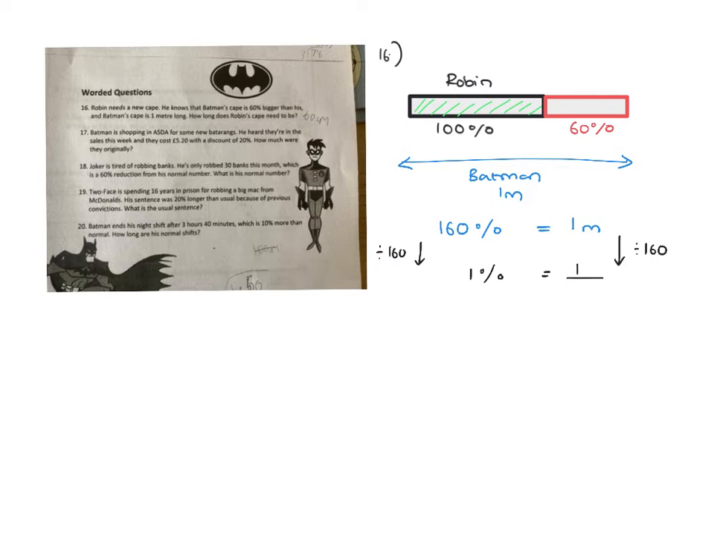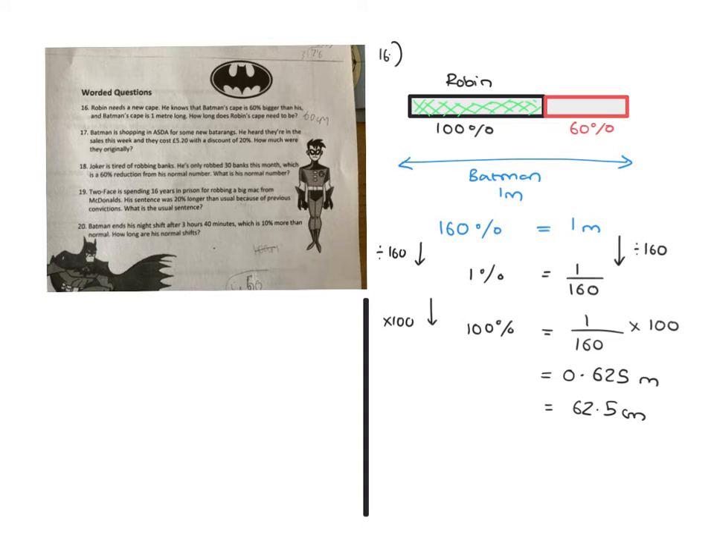So I'm just going to write that as 1 over 160 rather than working it out as a decimal. Remember what we said, Robin's cape represents 100%. So we need to scale back up to 100% now. How do we do that? From 1%, we multiply by 100, which means we have to multiply the other side by 100 as well. So we need to do 1 over 160 multiplied by 100. Get our calculators out to work that out. And that comes to 0.625 metres, or if you want that in centimetres, 62.5 centimetres.